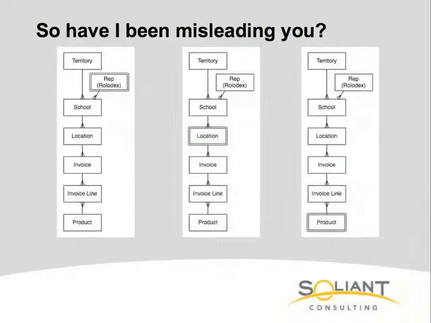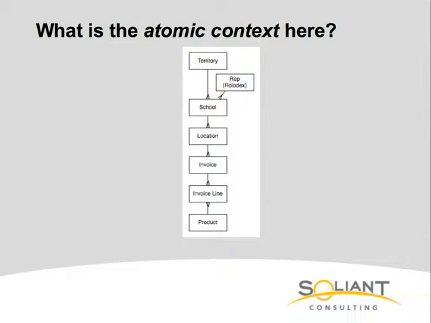So the question is, given that definition of atomic, have I been misleading you? I showed you the hierarchy, and I showed you three different contexts that I need to run reports on. But what is the atomic context in this hierarchy? The experienced developers among us will immediately recognize that the most irreducible unit in this entire hierarchy is the invoice line items. Now this is a really important thing, and in this particular example, it's a fairly natural occurrence, and that's why I'm using it as an illustration.